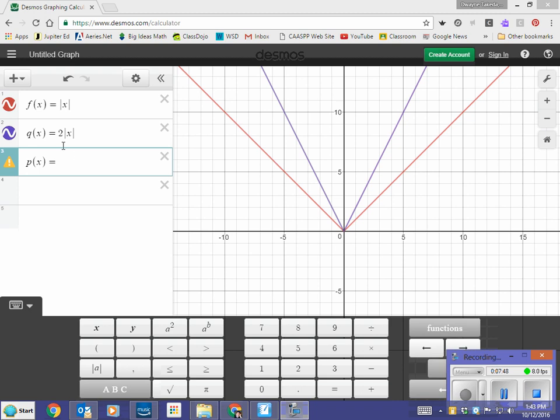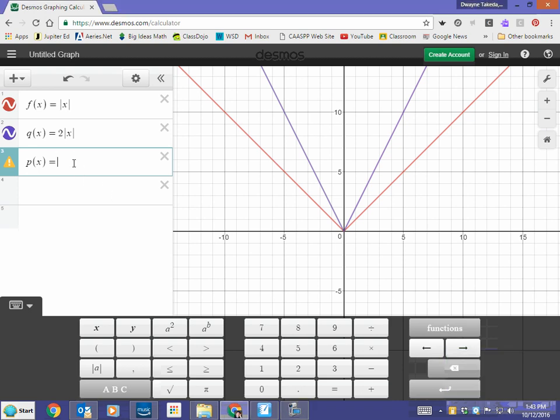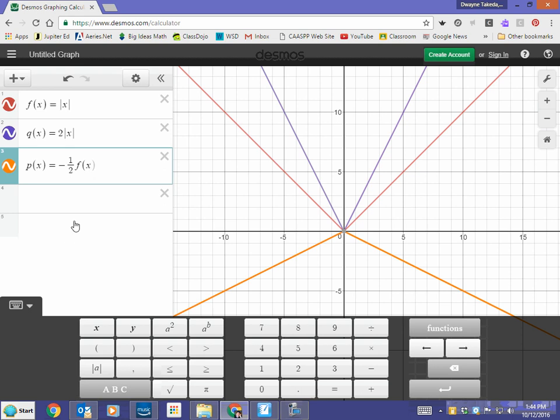Okay, so I've erased the old p of x. I'm going to put it back in, but this time instead of referring to the absolute value of x, watch this. I'm going to say negative 1/2. Now instead of saying absolute value of x, I'm going to refer to f of x, because I've already up here defined f of x as the absolute value of x. So now down here, I can refer to f of x. So this is negative 1/2 f of x, and I get this graph, same as before.